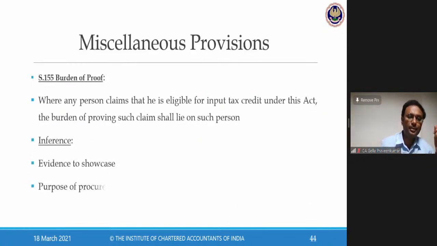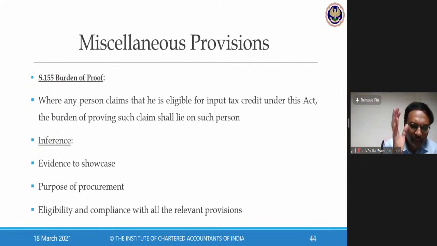Now, burden of proof, a very, very important provision. All the students listening to me, please make a note of section 155. Across your career, you are going to come across this 155. Burden of proof: where a person claims eligible input tax credit under this Act, I repeat, claims that he is eligible for input tax credit, the burden of proving such claim shall lie on such person.